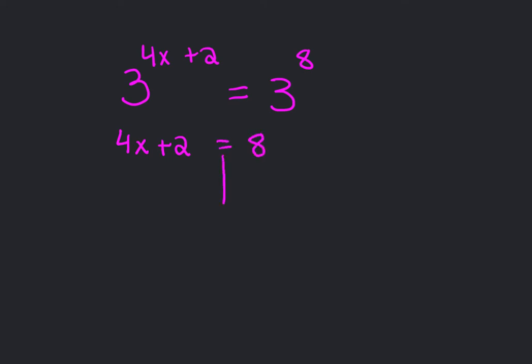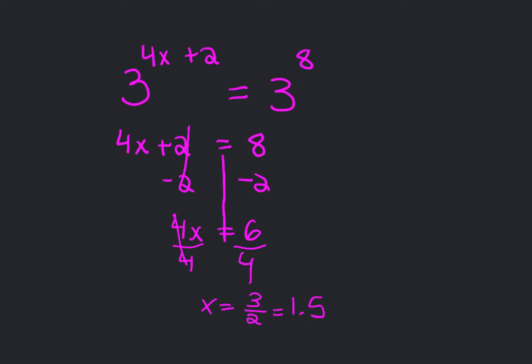Now this is just basic algebra. Let's see, subtract 2, subtract 2. So 4x equals 6. Divide by 4, divide by 4. So x equals 6/4, which is the same as 3/2, which is 1.5. So we're just solving for x, and that is it.